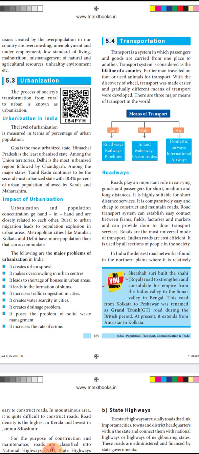unfavorable balance. Finally, trade is classified into two: one is international, another one is internal trade. Internal trade is also called domestic trade or local trade. Locally, that is domestically, within the boundary of the country, if any trade occurs, that is called internal trade. International is nothing but trade with other countries.